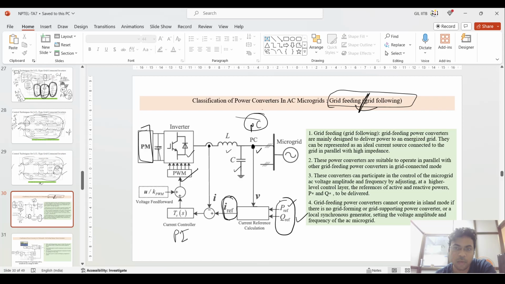Same, if you are feeding to the grid, you should take the P reference and the Q reference. If you are in the grid following, you should take the voltage and the frequency as the reference. Okay. So what I have written is that if you are in the grid feeding or the grid following mode, the power converters are mainly the voltage and the frequency as the reference.